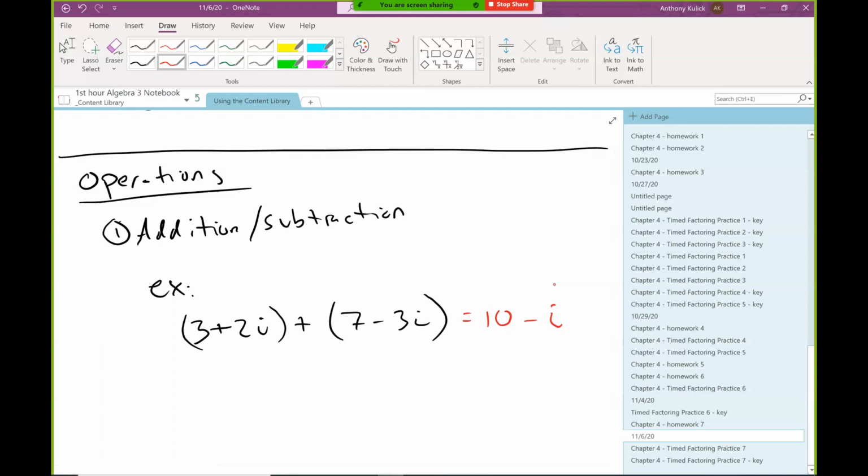Basically, all we're doing is we're treating that i like a variable and just combining like terms, right? So that's not a big deal. Let's do one more with subtraction.